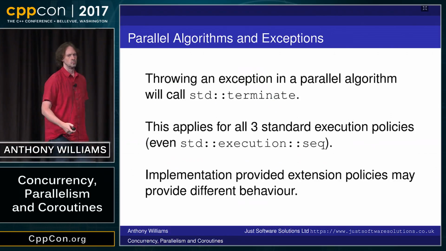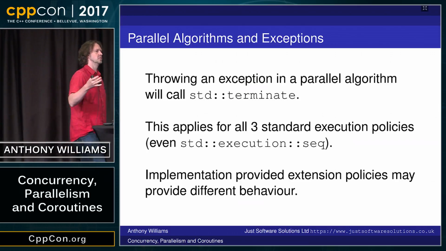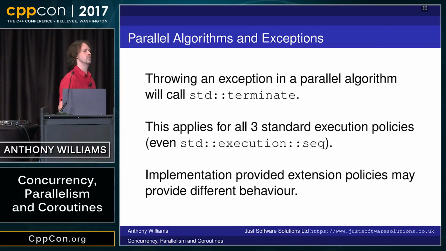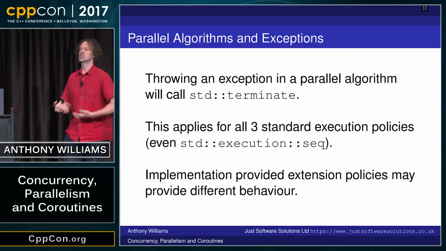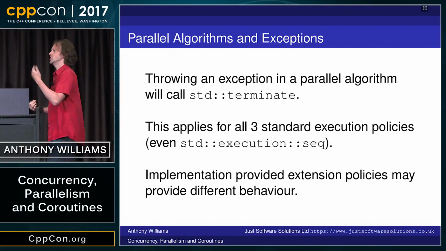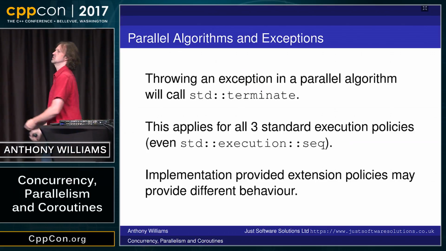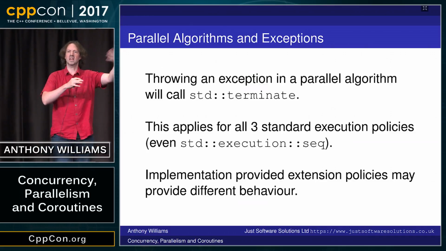And the other thing that really changes with these parallel execution policies is the behavior with exceptions. If you're doing a normal for each and your function for the millionth entry throws an exception, that's fine. It will just not process any more entries and propagate the exception out, and then you can catch it in your code.